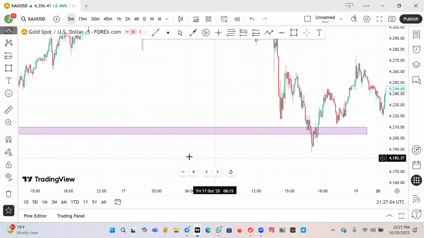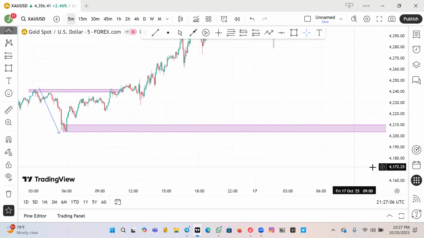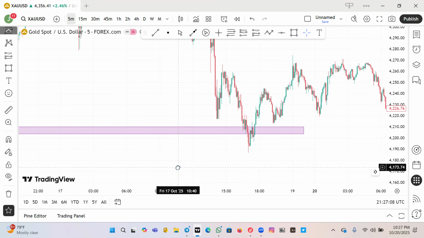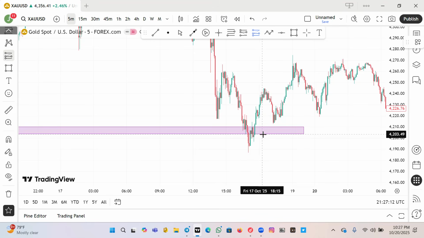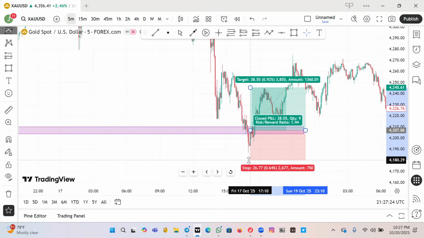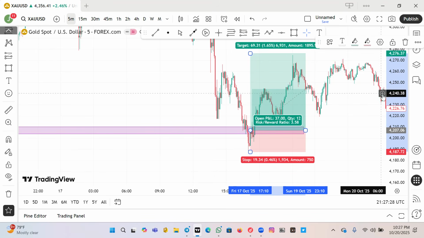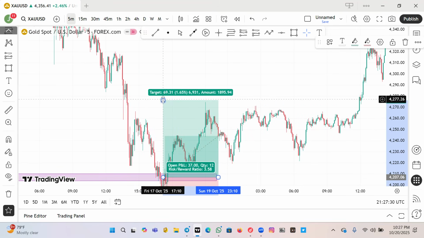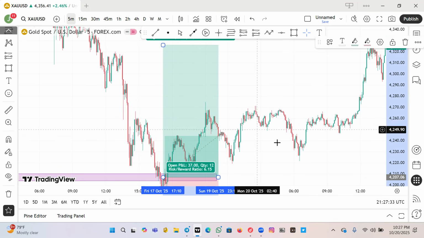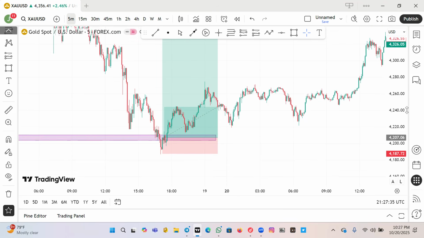So if the market had come into our order block, after seeing this engulfed candle here, it would have pushed to the upside. This is 6 risk to reward.